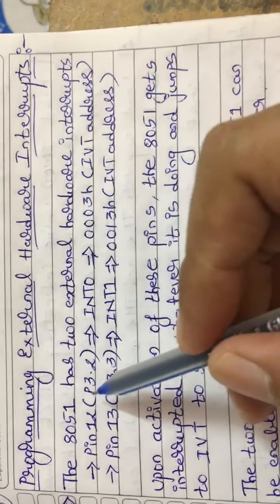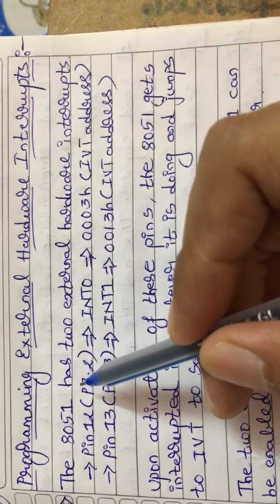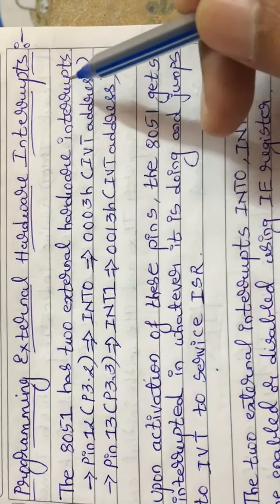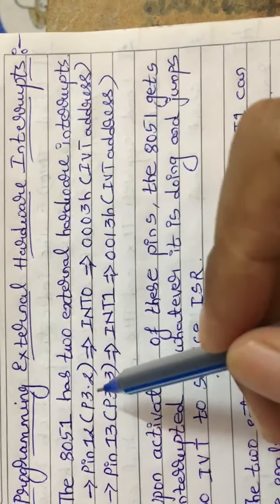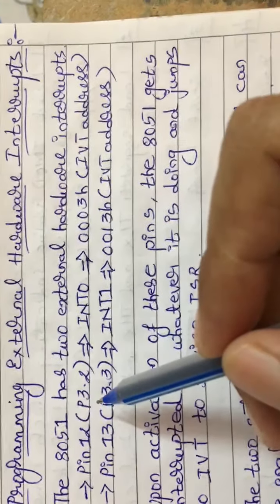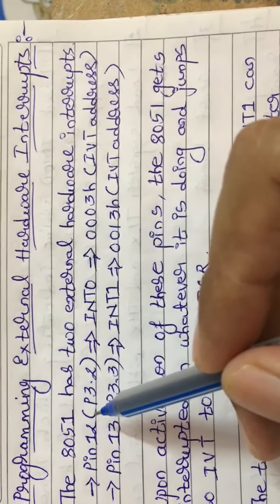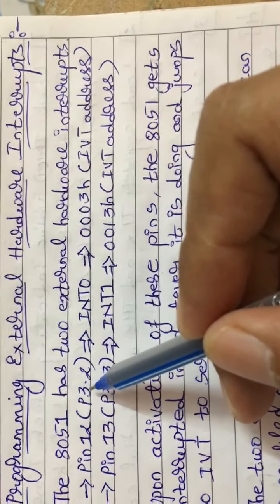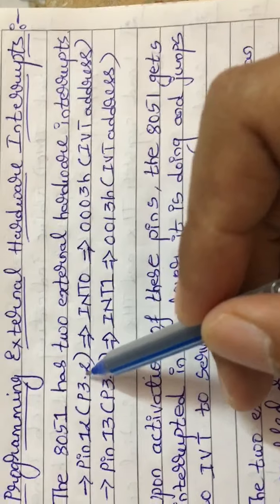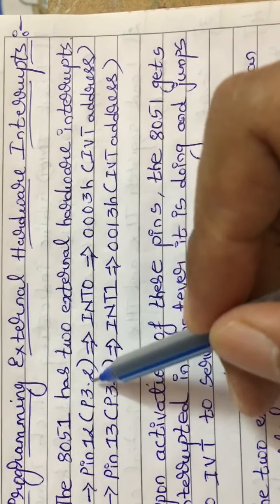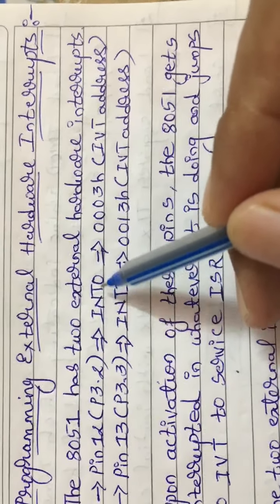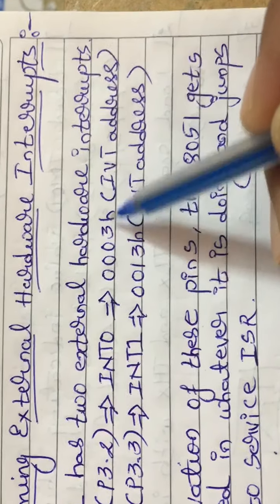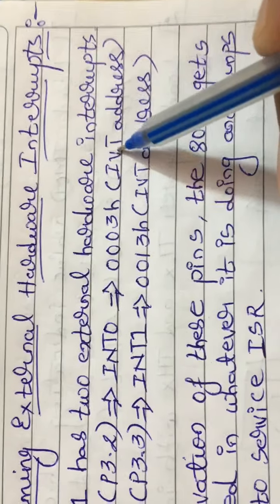As you know, in the last few lectures, the 8051 has two external hardware interrupts. The pin we are using here is pin number 12, represented as pin P3.2, the third port second pin, and this is INT0, interrupt 0, and the address given is 0003H, that is the interrupt vector address.